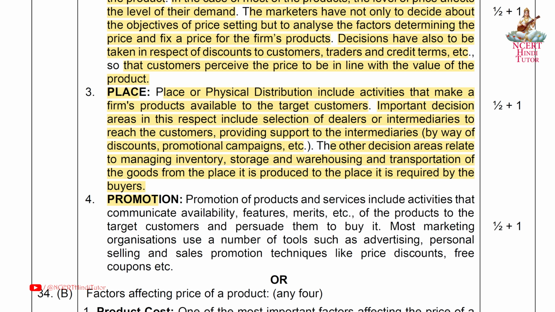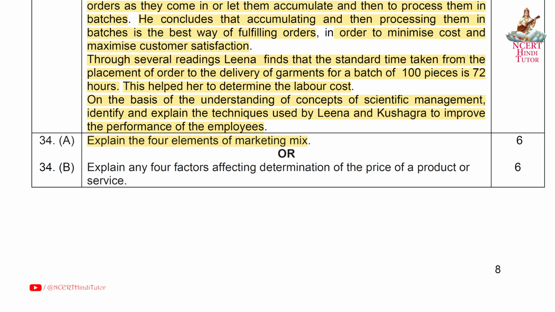Fourth, promotion. Promotion of products and services include activities that communicate availability, features, merits, etc. of the products to the target customers and persuade them to buy it. Most marketing organizations use a number of tools such as advertising, personal selling, and sales promotion techniques like price discounts, free coupons, etc.